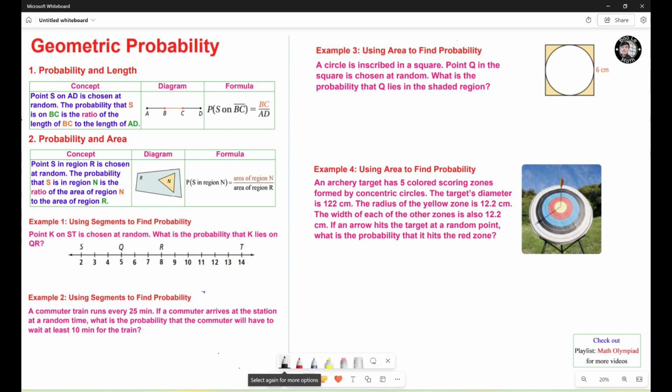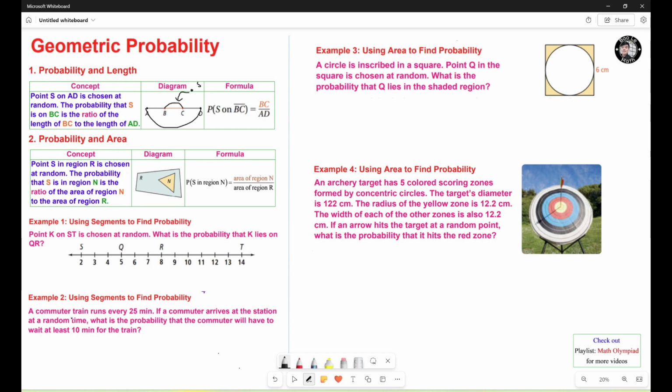First we're going to talk about probability and length. Now we have the line segment AD, which contains the line segment BC. Now we have the point S right here. We need to calculate the probability that the point S lands on the line segment BC. So we need to calculate the length of line segment BC and line segment AD, and we take BC divided by AD. So we have the probability of the point S landing on the line segment BC.